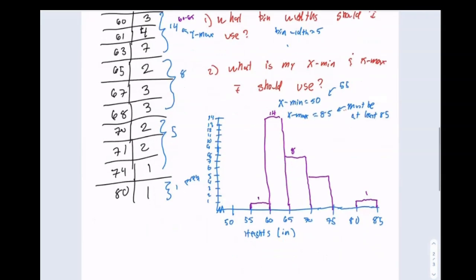What does that mean about that last height right there? It could be an outlier. It's a potential outlier. So you'll see that little gap, and it could be an outlier.